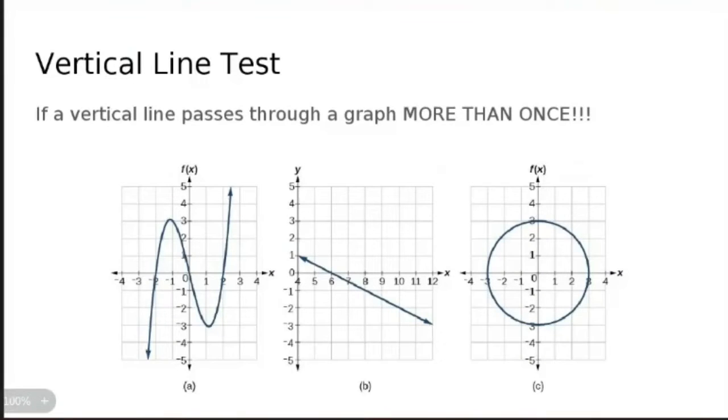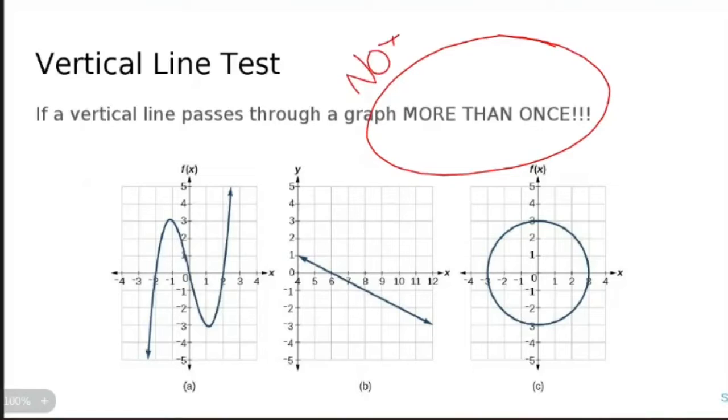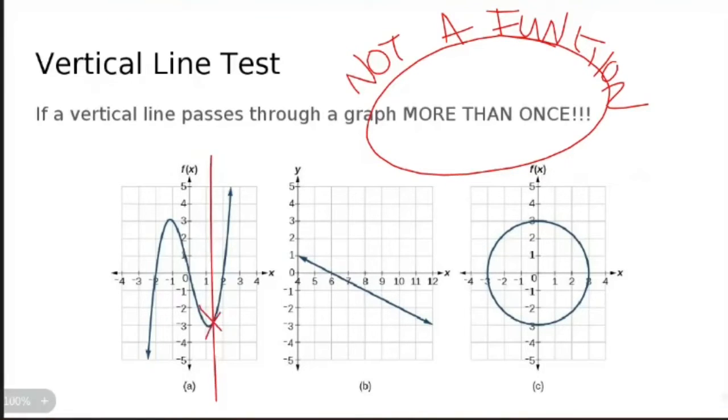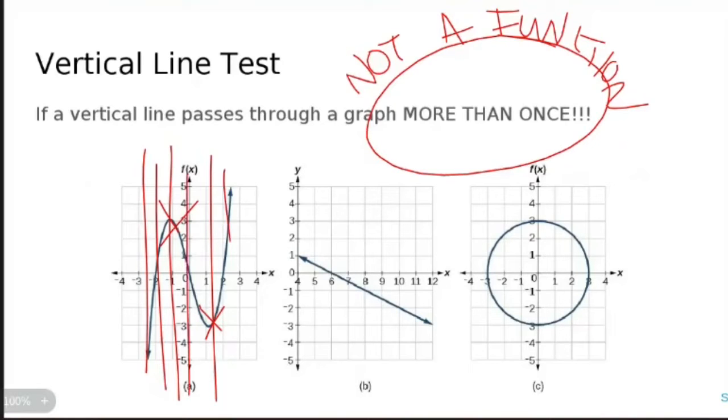Another way that you can figure out if something is a function is called the vertical line test. If a vertical line passes through a graph more than once, it is not a function. Vertical line means straight up and down line. So if I were to draw a vertical line here, it only hits the blue once. If I were to draw it here, it only hits the blue once. If I were to draw a bunch of vertical lines, it's only going to hit the blue once.